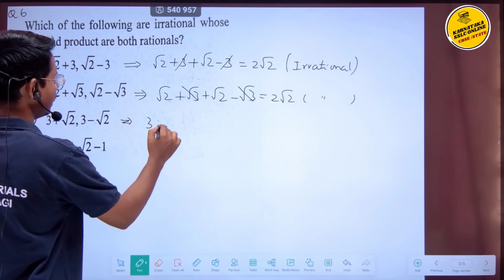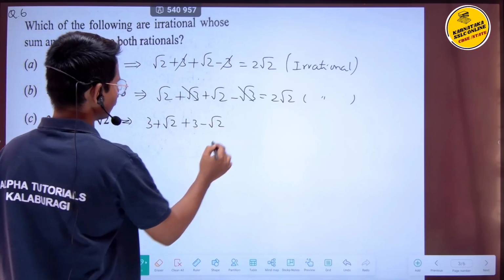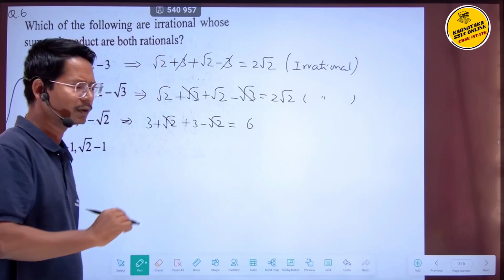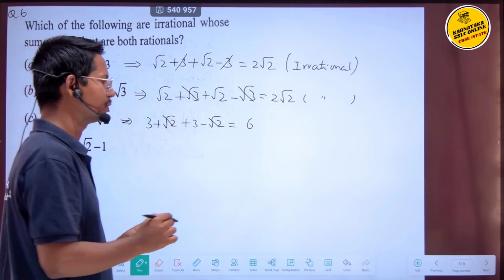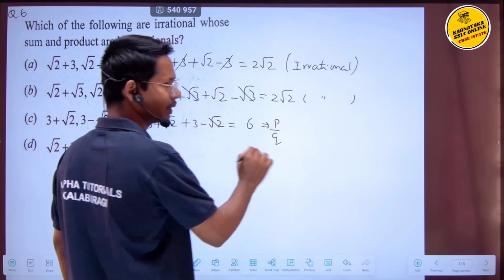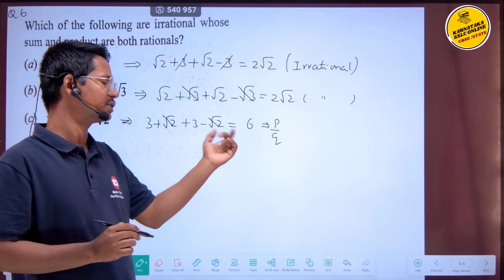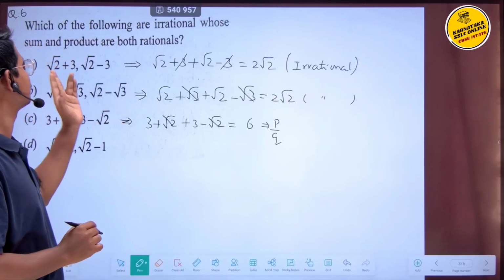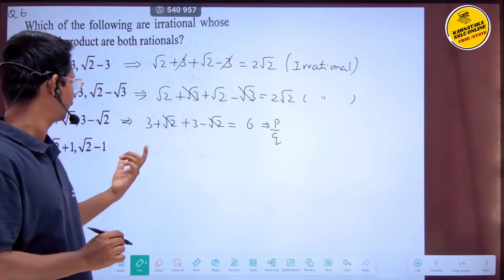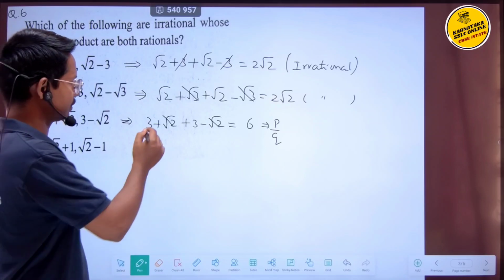So it is 3 plus root 2 plus 3 minus root 2. So root 2 gets cancelled. 3 plus 3 is 6. Yes, 6 is a rational number. Why? Because you can express 6 in the form of p by q, where p and q are both integers. 6 is a rational number. But with this condition alone we can't decide. We also need to see whether the product of these two numbers gives a rational number or not. If you get the product also as rational, then your option is going to be C. Okay, so we'll check the product.